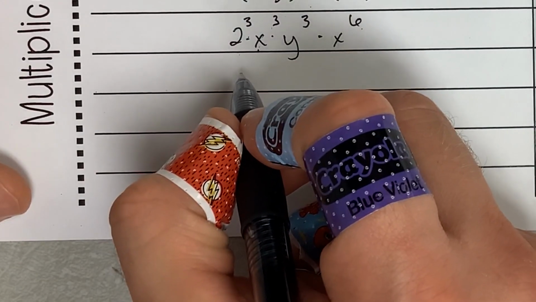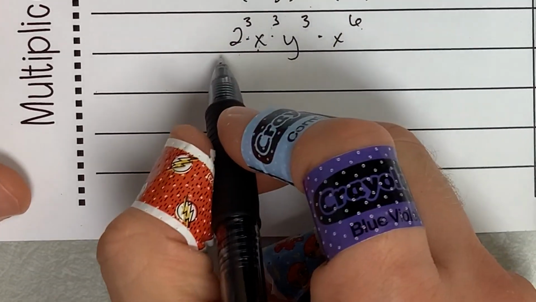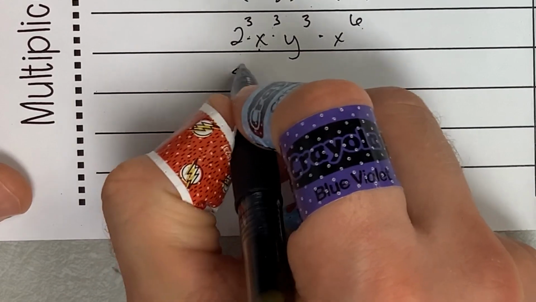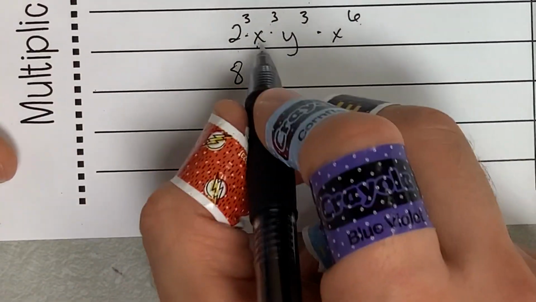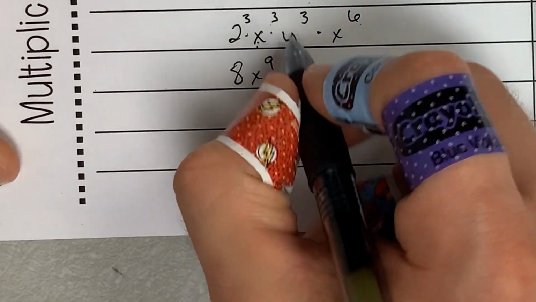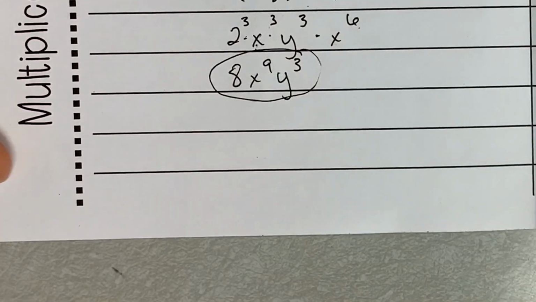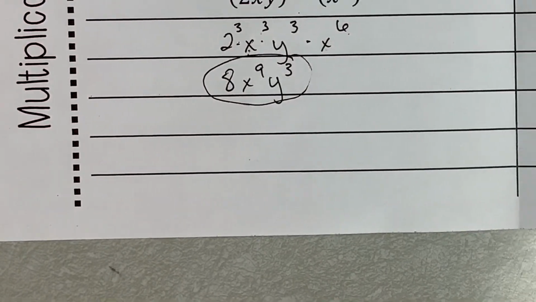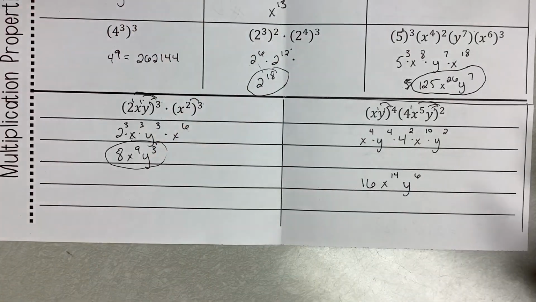So we already know 2 to the 3rd. 2 times 2 is 4. 4 times 2 is 8. Or you can use a calculator. 2 to the 3rd is 8. And now my x's. 3 plus 6, that's 9. My y had no other base y there. We are now done. So I want you guys to try this big boy and girl equation. Have fun. Do it. Okay, guys, let's see how you did.